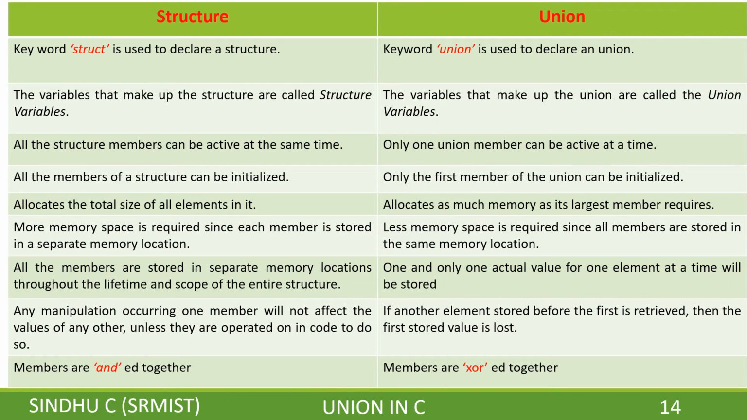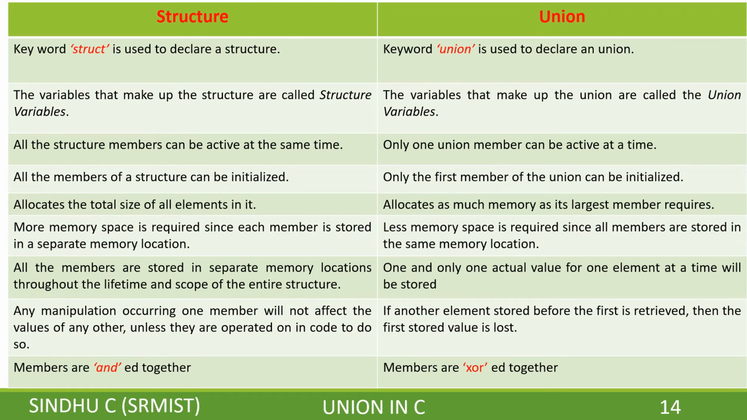Now let's look at the basic differences between structures and union. So we know that struct is the keyword used to declare a structure and union is the keyword used to declare a union. The variables that make up the structure are called the structure variables, and the variables that make up the union are called the union variables. All the structure members can be active at the same time because you can put in some values and you can access it anytime randomly. But only one union member can be active at a time, and that too whichever is assigned recently.